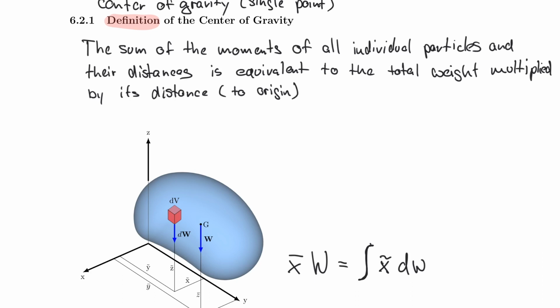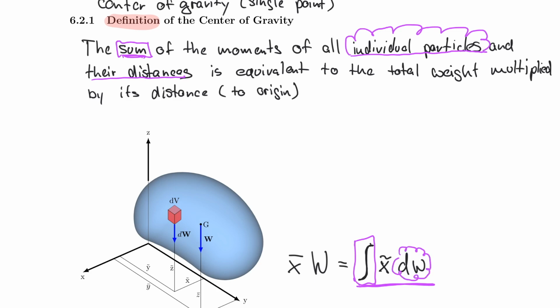So instead of choosing the coordinate origin here, I could also pick this point here, which could be any point in space. And as long as I fulfill that, let's color code it, that the sum of the moments of all individual particles and their distance, right? So that is this component here. And of course the sum, so let me box that. So that is the sum here. And then the individual particles is this component. So that would be the individual particle.